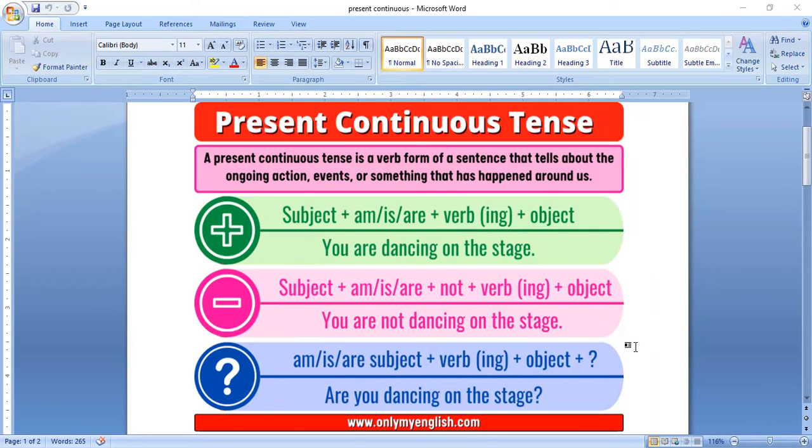You are dancing on the stage. Subject plus am, is, are plus not plus verb plus ing plus object. You are not dancing on the stage. Am, is, are plus subject plus verb plus object is the question. Are you dancing on the stage?